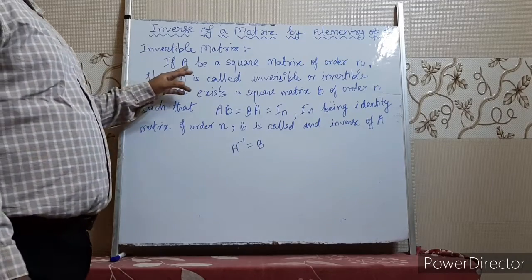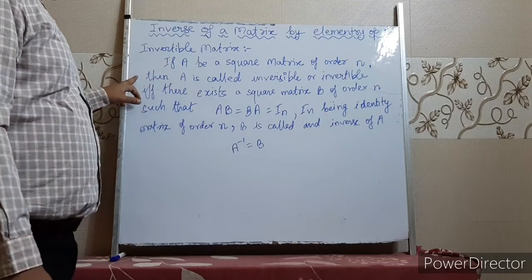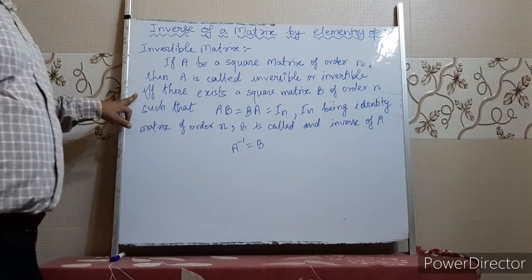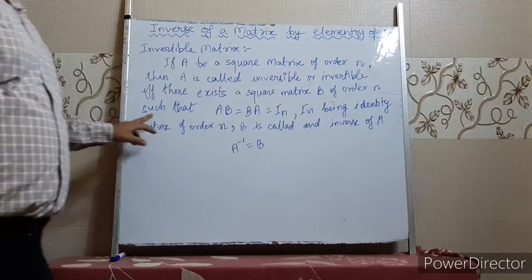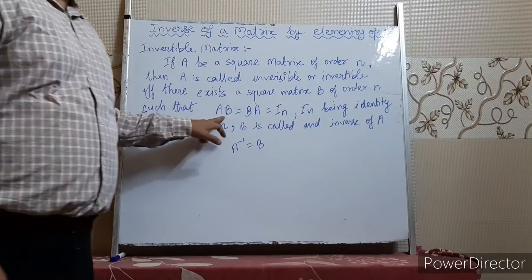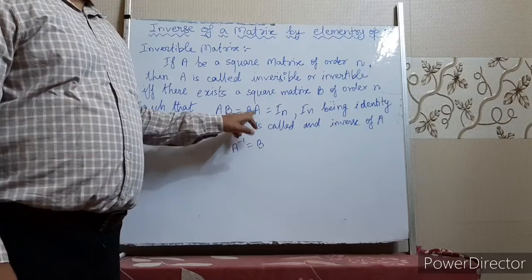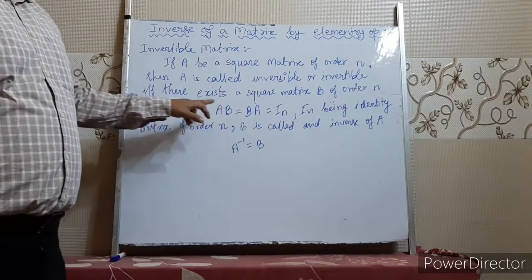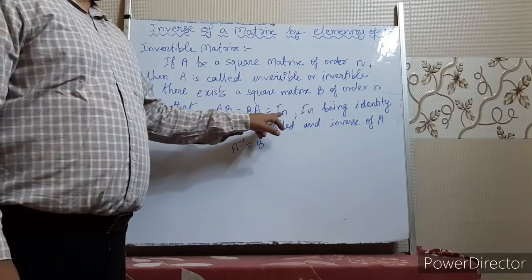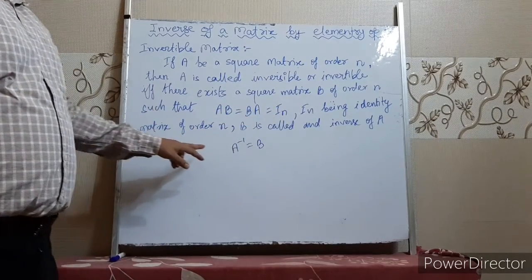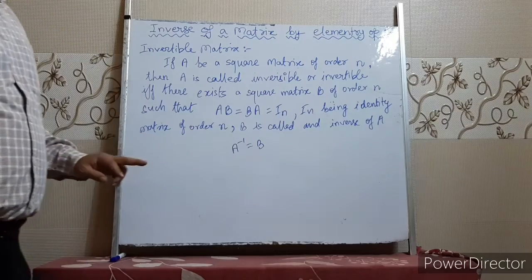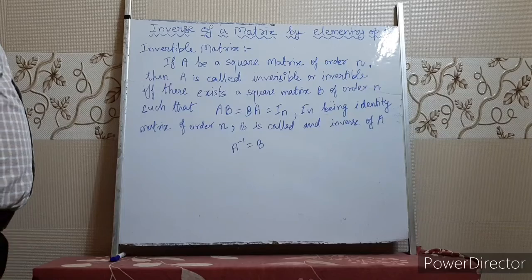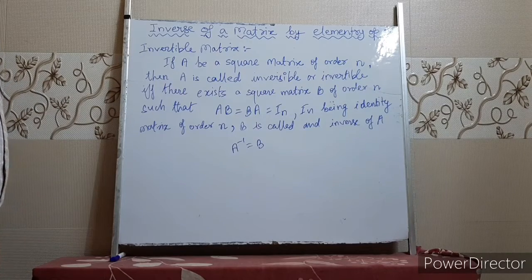The definition is, if A is a square matrix of order n, then A is called invertible if there exists a square matrix B of order n such that AB is equal to BA. We have studied in the previous video that AB is not equal to BA generally. But when AB equals BA equals the identity matrix, then B is called the inverse of A. Please note down, children.